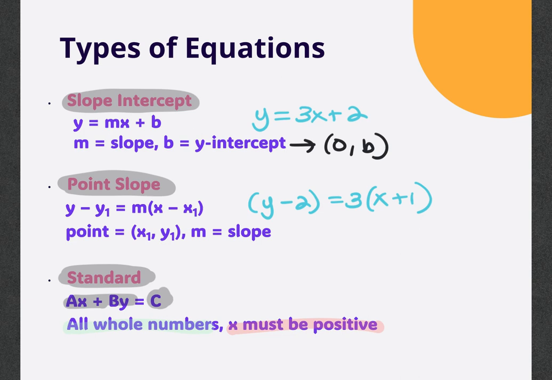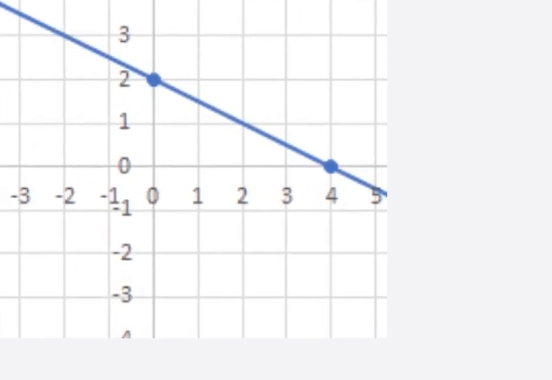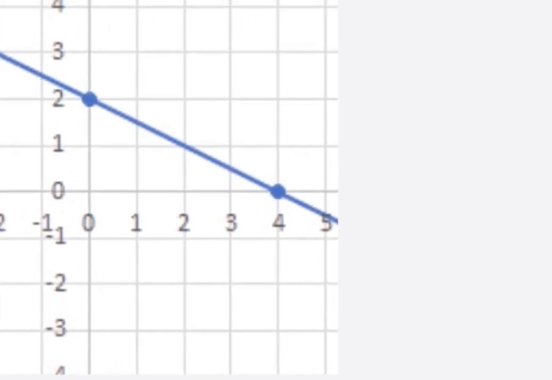Yep. Can you go back to the first one? All right, so this one just says find the slope of the line using A, the graph line, and B, points from the graph. So you'd be expected to be able to do either, okay? If I'm counting from the graph line, I'm literally counting rise over run. You could pick to start at either point and then work your way to the other. It doesn't matter which one.